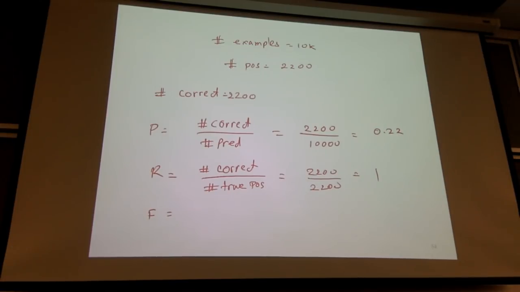So can someone do the math for me? Okay, that's as far as I can go. Can someone tell me what this is? 0.36? Yeah, okay. Can someone verify this? Yeah? Okay, so the bottom line here is, it seems like you need not have trained the classifier to get an F1 of 0.36.